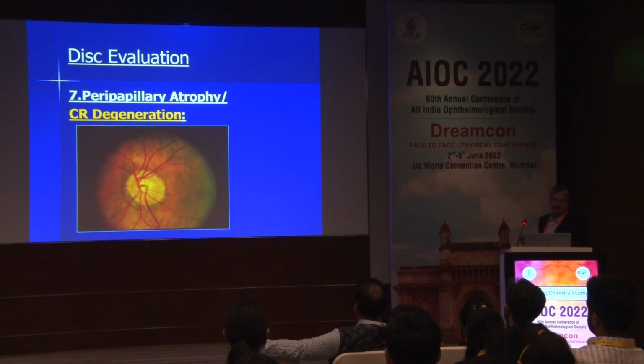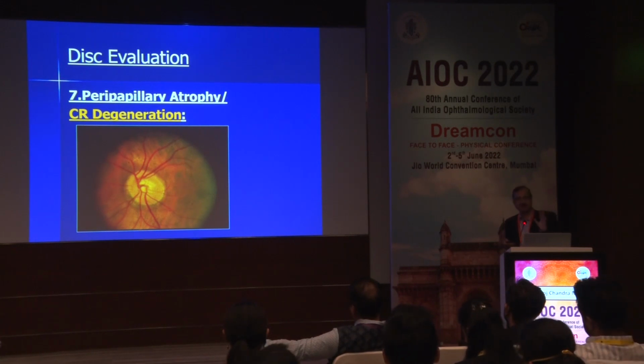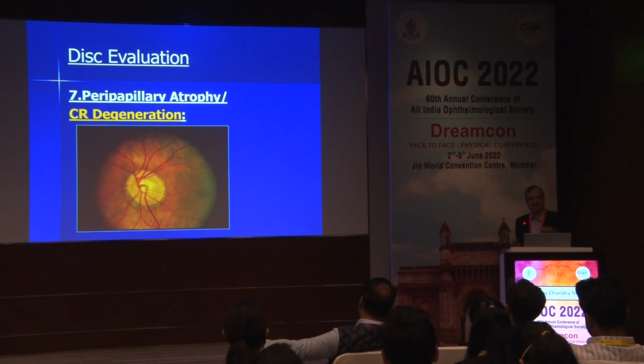Then the last but not the least is the chorioretinal degeneration. Chorioretinal degeneration is not pathognomonic of glaucoma, but it has the potential of suppressing the sensitivity in the visual field. There can be a diffuse suppression of sensitivity in the visual field. So these are the seven things basically.